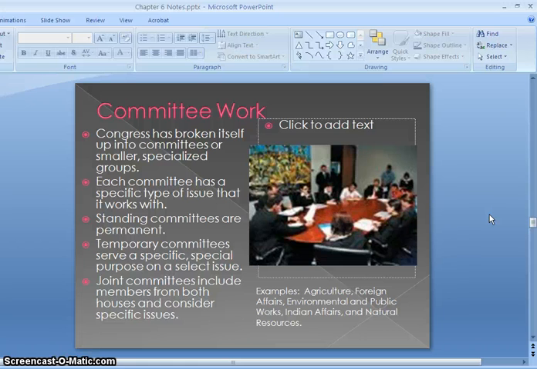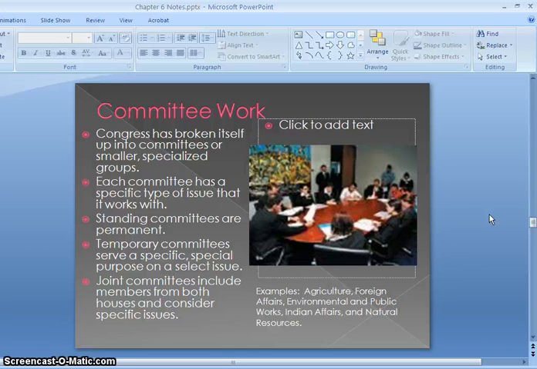Committee work. Congress has broken itself up into committees or smaller groups. The reason why they've done this is to make sure that there's not 435 members trying to look through a bill, trying to completely make changes to a bill. The committee is there to basically be experts on that section. Okay, they're supposed to be experts on these types of bills.